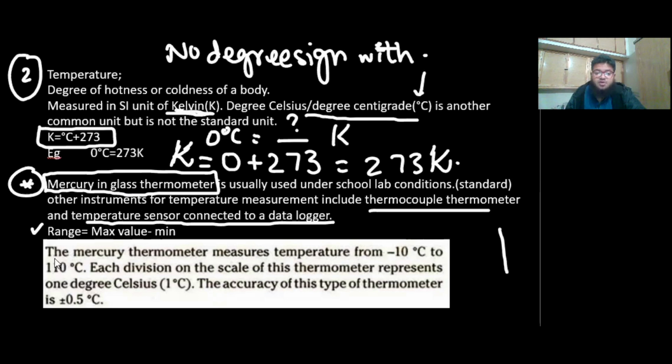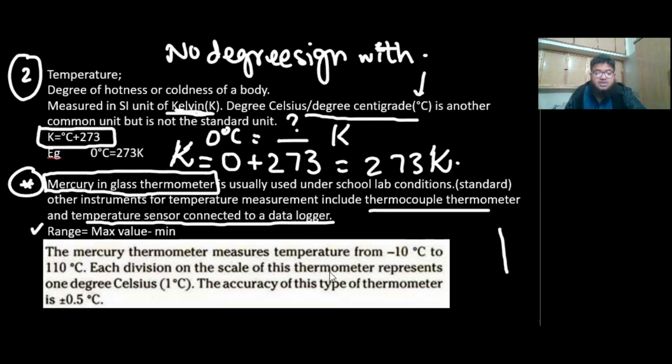And here's an example of it. The mercury thermometer measures the temperature from minus 10 degrees Celsius to 110 degrees Celsius, and this is actually a real life thermometer that you use over there in your labs. This is the standard thermometer that you use in your school labs. It has a range from minus 10 to 110 degrees Celsius.